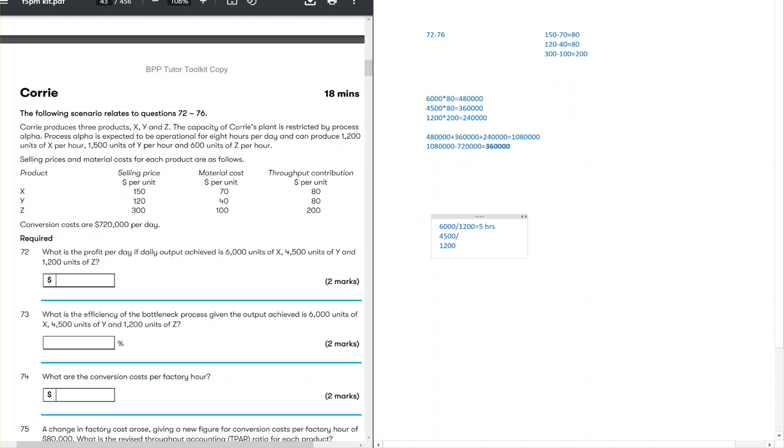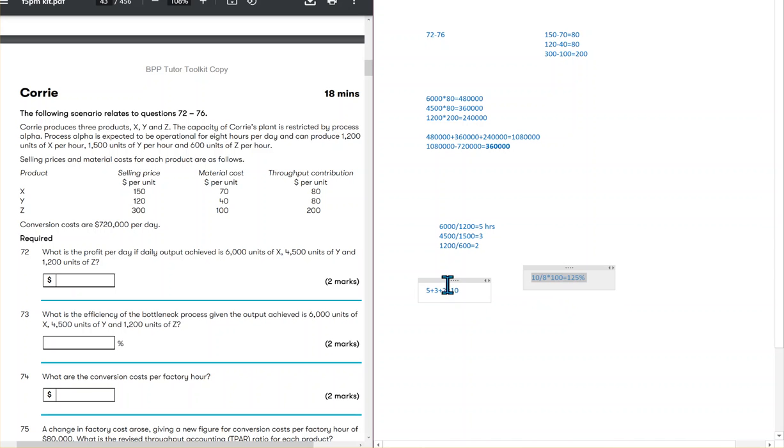If 4,500 units of Y are produced, dividing by 1,500 should give us about 3 hours. And if 1,200 units are produced, divided by 600 units, should give us about 2 hours. So it should have taken 5 plus 3 plus 2, which is 10 hours, but it has taken 8 hours. 10 divided by 8 multiplied by 100 is about 125%.